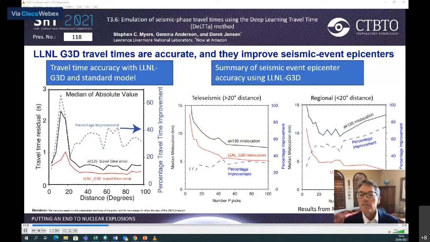The center chart is event epicenter error in kilometers as a function of the number of global P waves. The black line is error when the spherically symmetric model is used to compute travel times, and the red line shows epicenter error when the global model is used. Again, the dashed blue line is percent improvement, which is about 30% when the global 3D model is used. The chart on the right is similar to the center chart except for regional distances. Improvement of seismic event location estimates is highest for regional distances, with percent improvement reaching 40 to 70%.